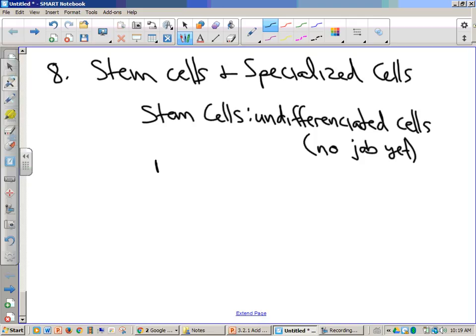Types of stem cells: embryonic, EMB, I'm spelling trouble, embryonic. Embryonic, where do they come from? Well, they come from embryos.